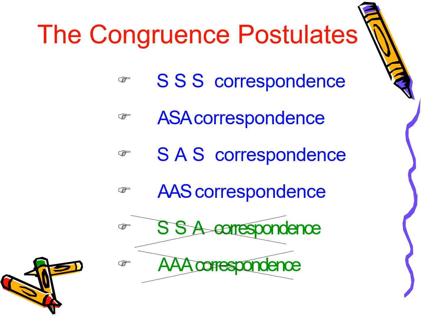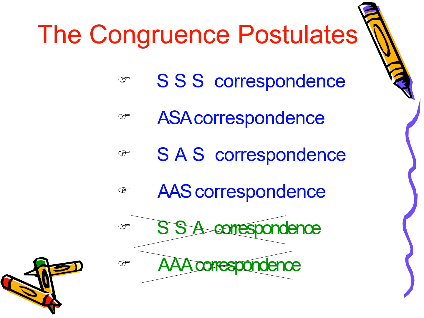Let us revise all the four congruence criteria once again. Side, side, side correspondence. Side, angle, side, where the angle must be included. Angle, side, angle, where the side must be included. Angle, angle, side correspondence. And remember that SSA and AAA correspondence do not exist.